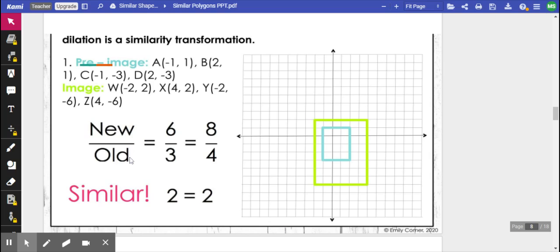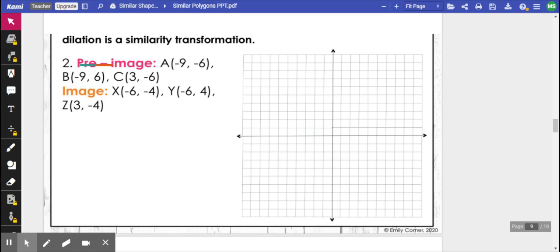So if you think about new compared to old in what is called a proportion, you would see that from the larger image, the new one, compared to the old one, 6 to 3, that's double the size. And 8 to 4 for the length is also double the size, meaning our scale factor is equal to 2. Both of these fractions are equal to each other. And remember, a proportion is just when you have 2 fractions set equal to each other. Another example here, we only have 3 points making a triangle, and looking pre-image to image to see if a dilation is what happened.